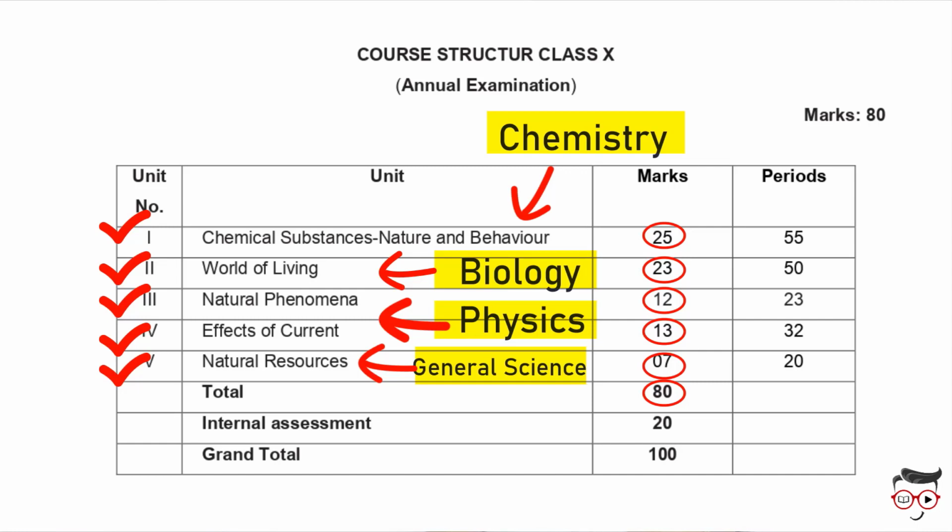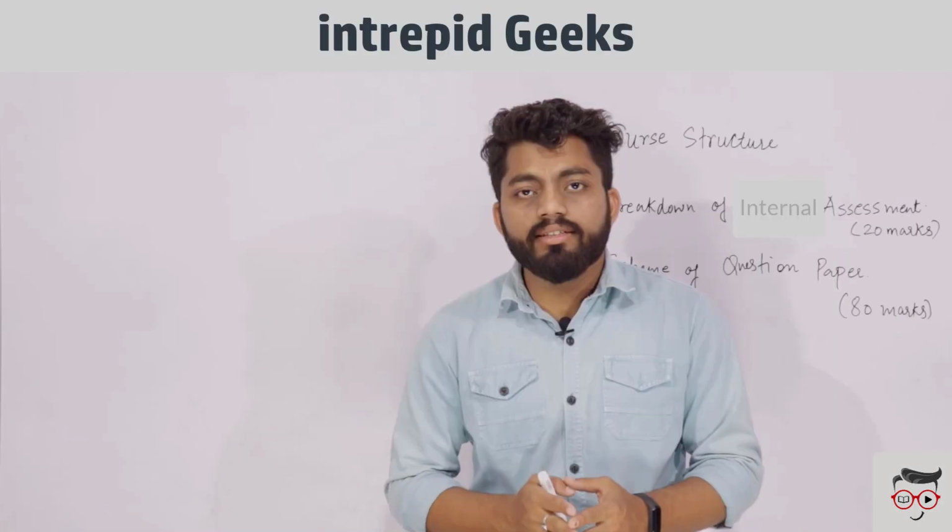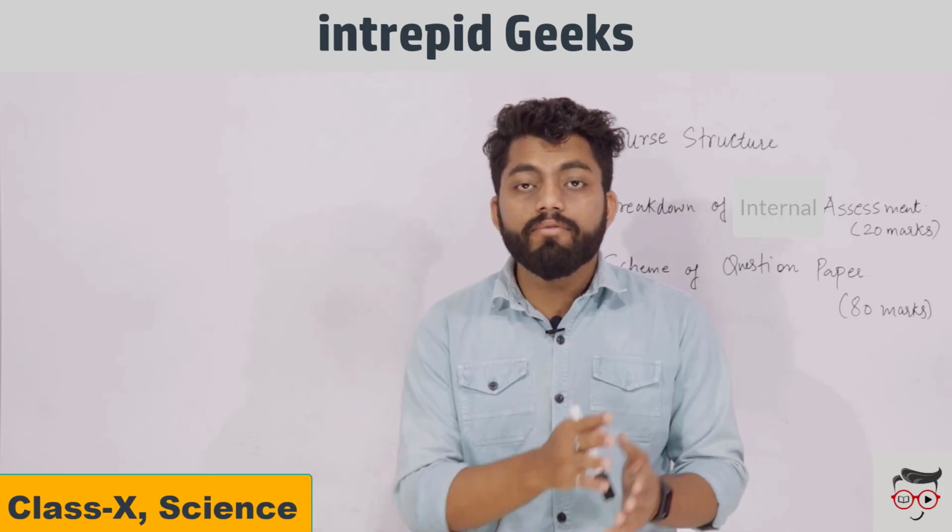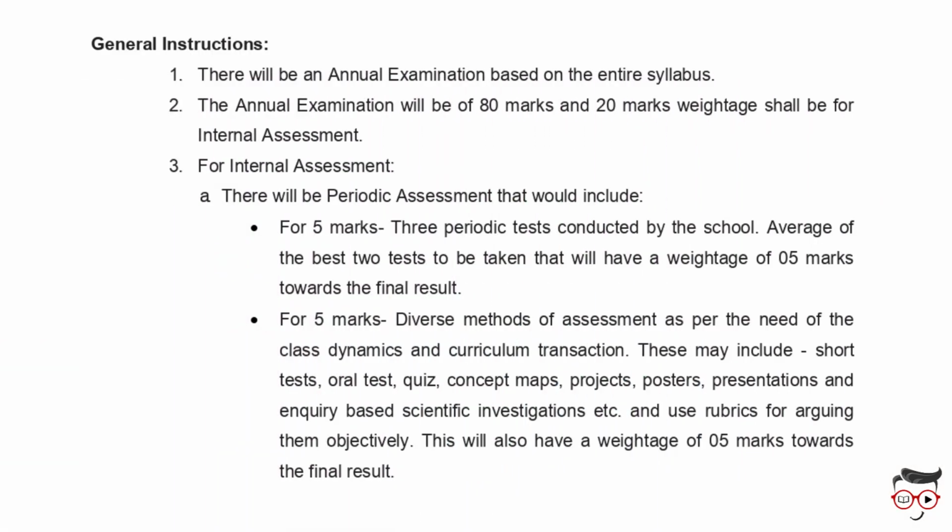So 20 marks are for internal assessment. Now we will be discussing the breakdown of internal assessment, which is very important for you to understand if you have not understood it in your class 9th. Again, as you can see on your screen, the components of internal assessment are divided into 3 parts. The first part is periodic assessment of 10 marks, that would include, for 5 marks, 3 periodic tests conducted by school. You need to give the 3 periodic tests and the average of best 2 tests is to be taken. This will have a weightage of 5 marks towards the final result.